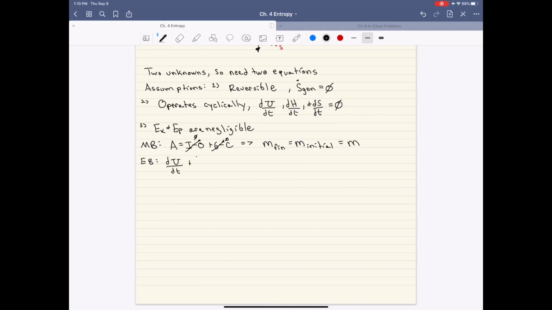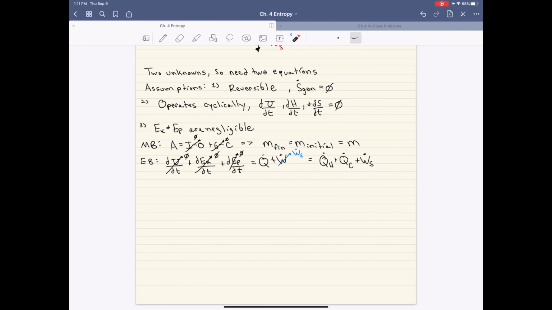We could start with the rate form of the energy balance. We don't care about changes in kinetic or potential energy. Also, because this engine is operating cyclically, du dt is going to be equal to 0. For the work, we're only really considering shaft work, so I'll replace that with shaft work. For the heat, there's two types of heat that we're going to be dealing with, QH and QC. And the shaft work here.